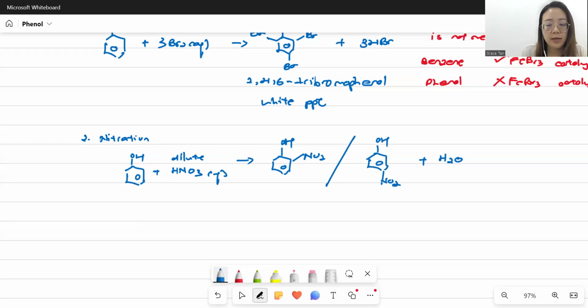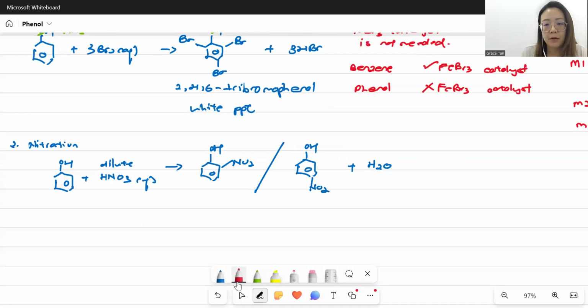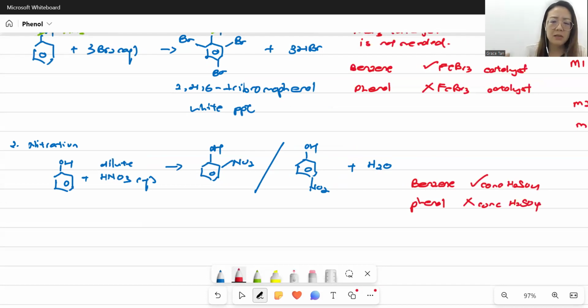Now, conventionally, like I said, if you talk about a benzene ring alone, what do you need? You need your concentrated H2SO4 catalyst for a benzene ring. But when you play with phenol, you don't need the catalyst. We see similarities again here. Benzene needs catalyst. Phenol doesn't need catalyst. And probably they're going to ask you the same reason as well.